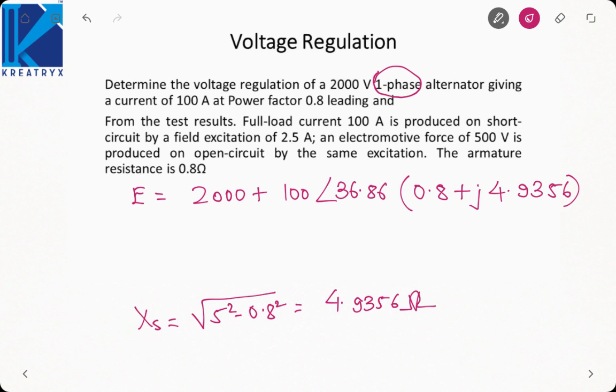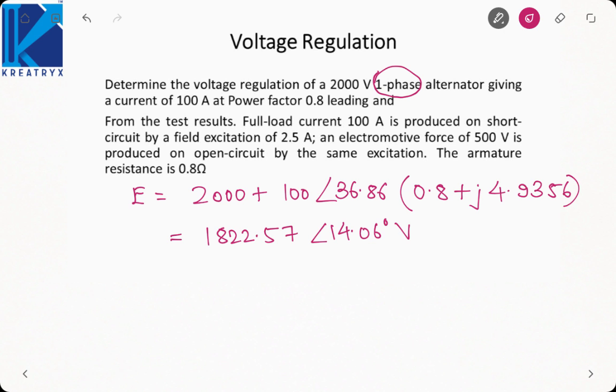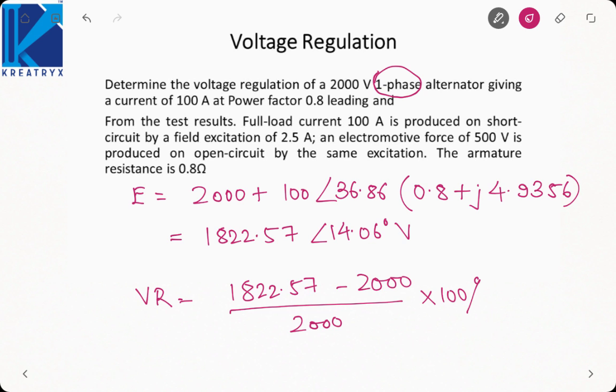4.9356. Okay. This comes out to be 1822.57 at an angle of 14.06 degree volt. Now we have to find the voltage regulation. It will be 1822.57 minus 2000 by 2000 into 100%. So this comes out to be minus 8.87%. Okay. So as you can see, for a leading load, usually the voltage regulation comes out to be negative.